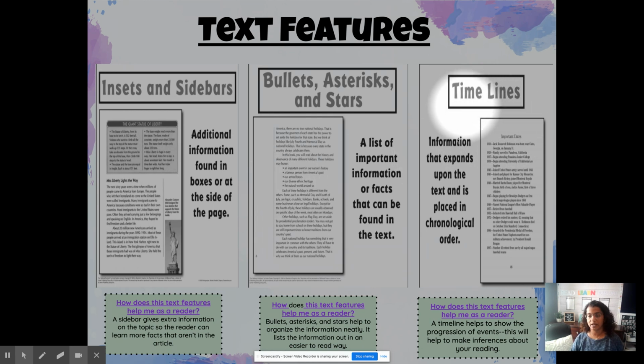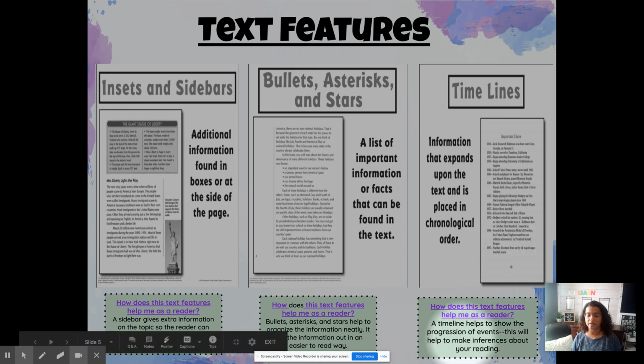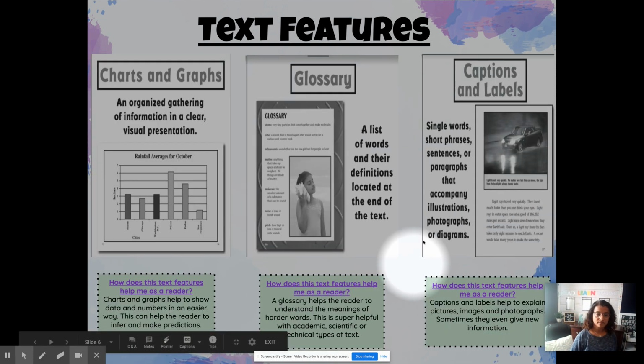All right, and then timelines, they are information that expand on the text. It's always put in chronological order. That means time order. And that's really nice because when you read through what's happening in the dates, you can start making inferences and figuring out, well, it started here and I think I know why it changed to here. So that's always really good.